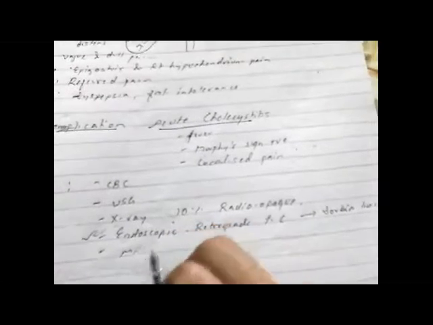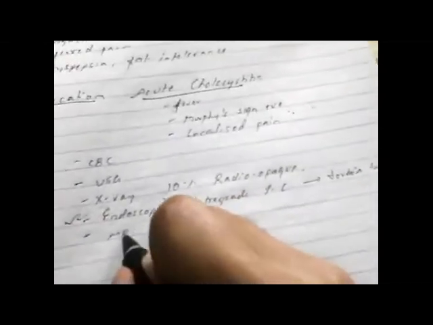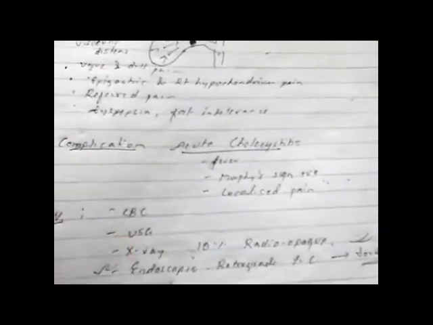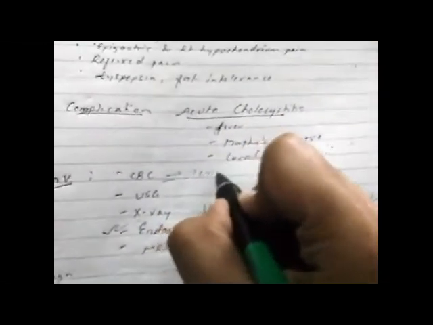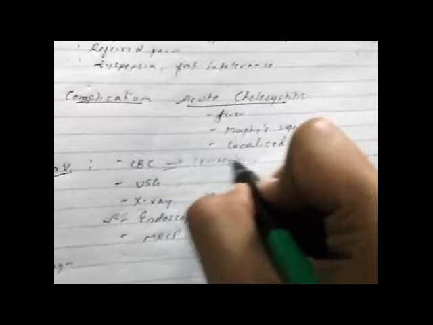But in MRCP we cannot do other procedures, whereas with ERCP a Dormia basket can be used. Now, how can we diagnose? These are the investigations. In CBC, leukocytosis can be there.